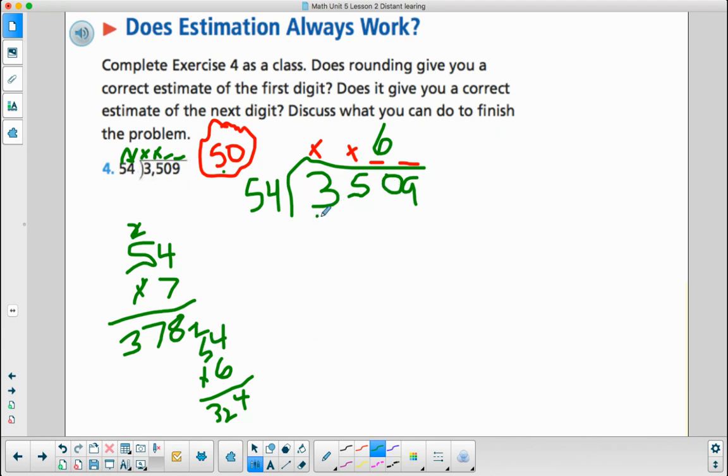324 is less, so I can definitely take 6 groups of 54 out of 350. So let's subtract and see how many didn't get taken out. 50 subtract 24 is 26. Or I could have ungrouped. 26, yep, I can't make another group of 54. So bring down my 9.